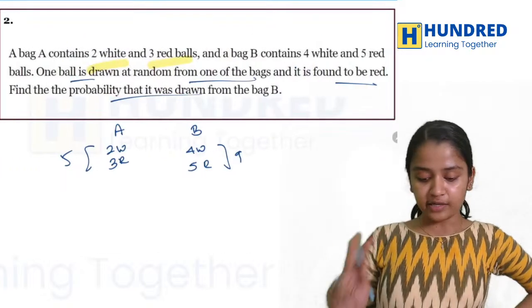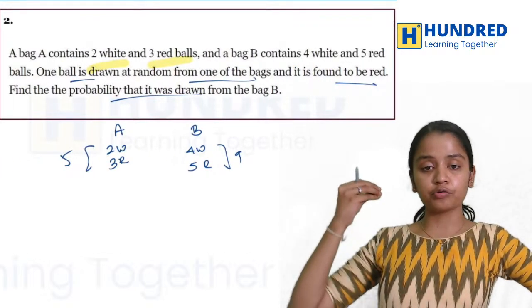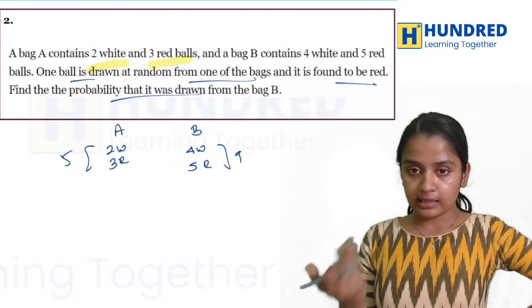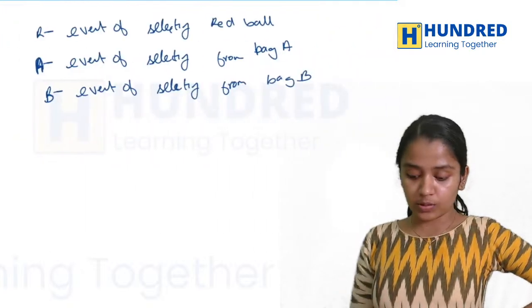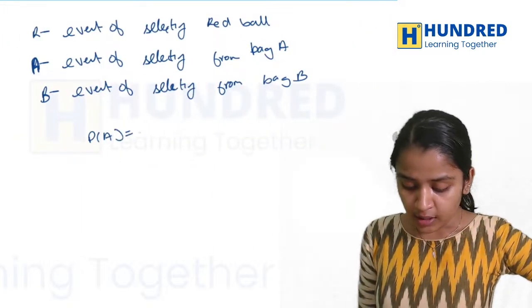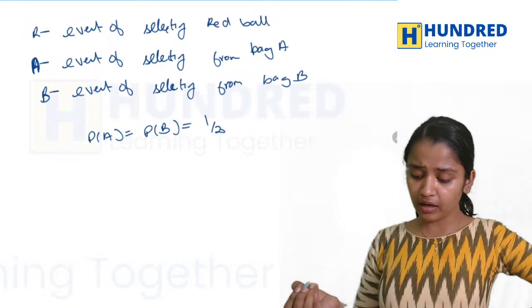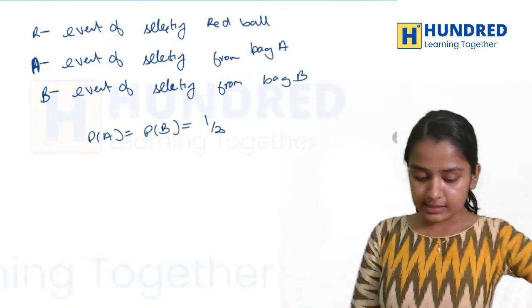So you have two bags. If you have to pick one bag out of two, it is 1/2. There are two bags in total. You are taking one bag out of them, so P of A is equal to P of B, that is equal to 1/2. Okay? So now what is next?